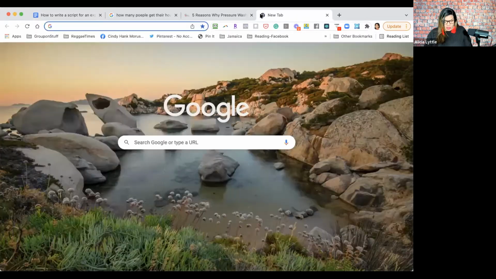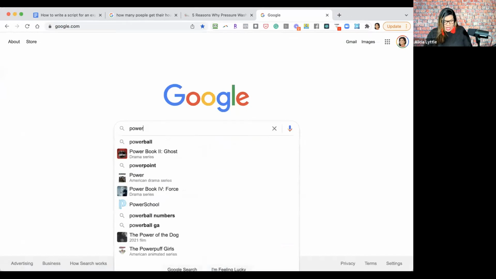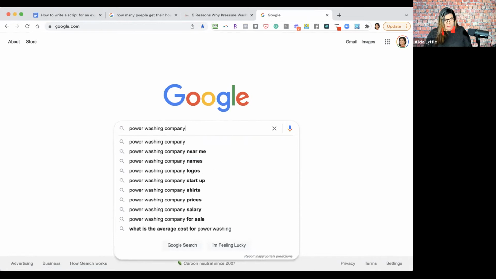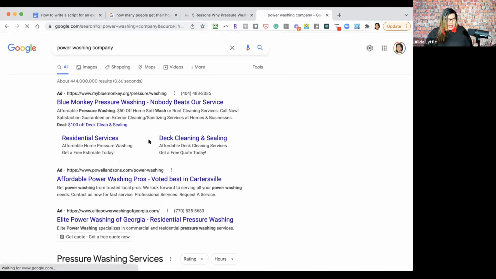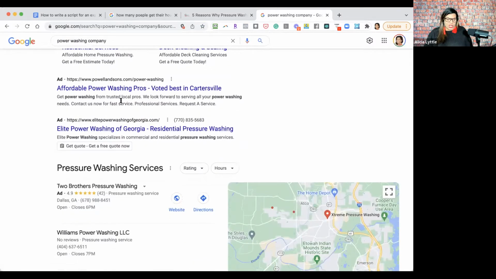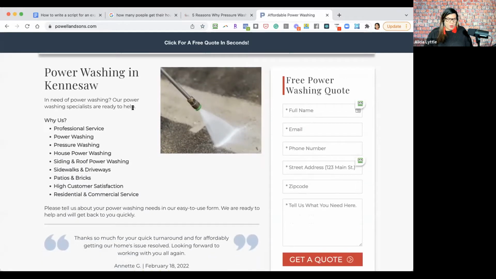So I go to Google and I type in power washing company. And now I am looking at them being the solution, get power washing. So yeah, here's some in need of power washing. Our power washing specialists are ready to help. So this is a solution.